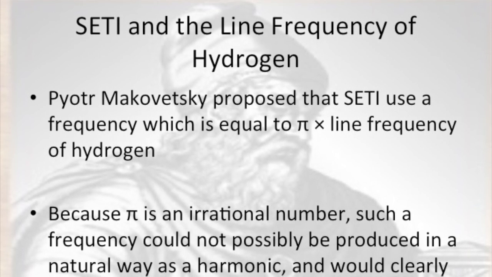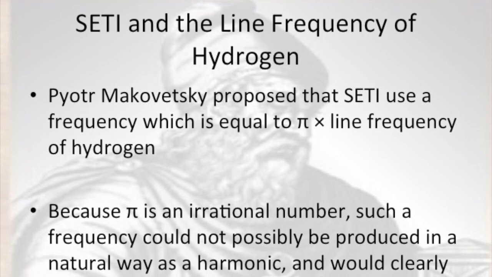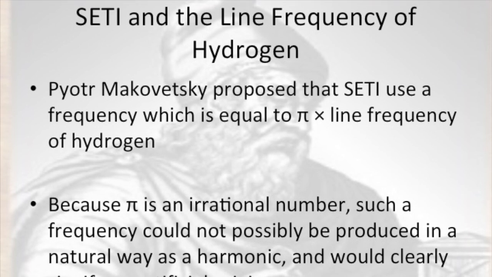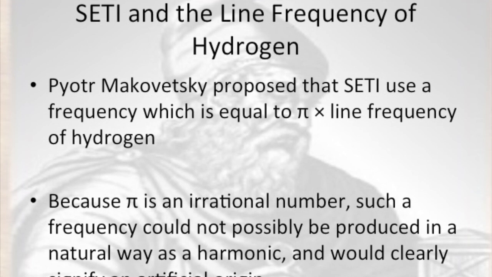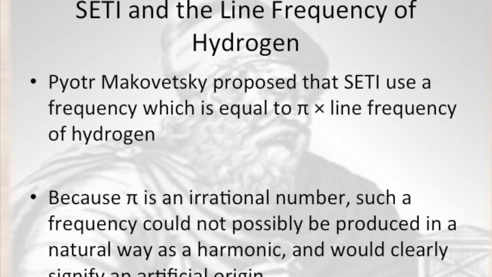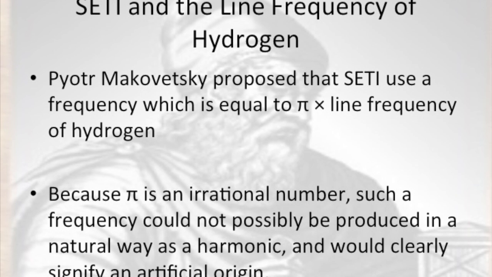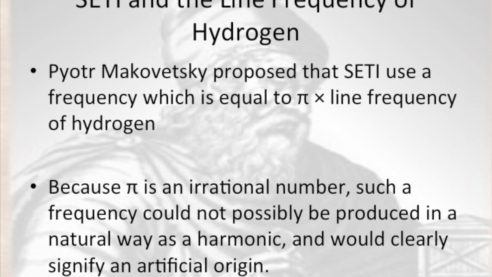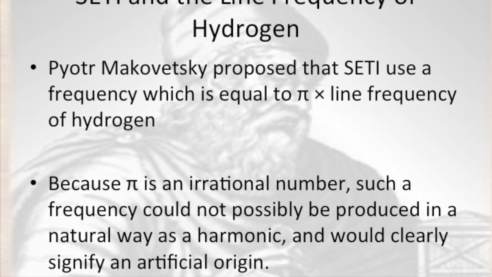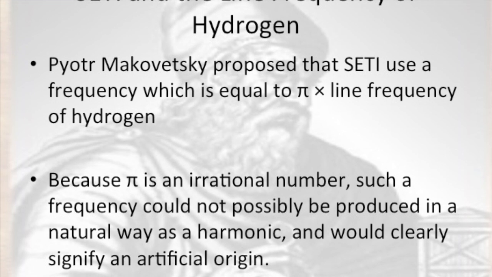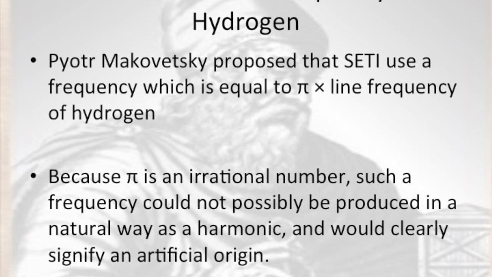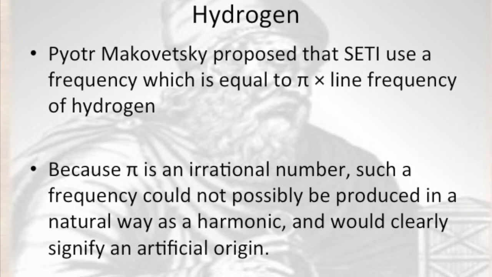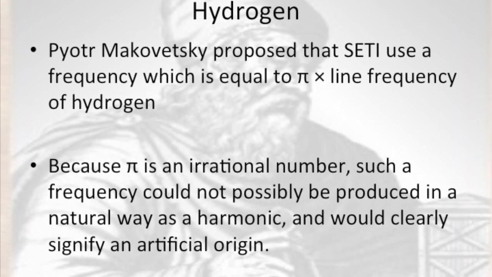However, because hydrogen is so abundant and a naturally occurring element, that's a problem. How do you figure out whether the message is coming from an alien intelligence or from a naturally occurring event? So Peter Makovatsky proposed that SETI use a frequency which is equal to pi times the line frequency of hydrogen, because pi is an irrational number and such a frequency could not possibly be produced in a natural way. That would clearly identify a signal as coming from an artificial origin.